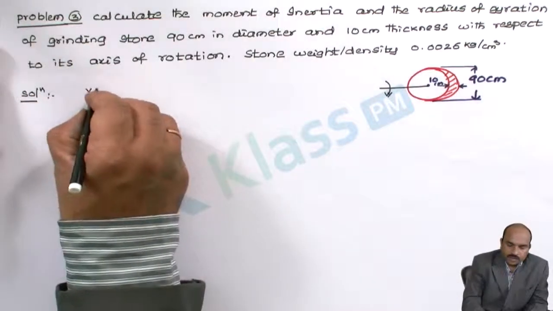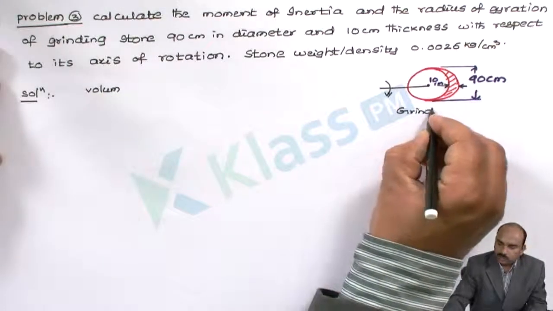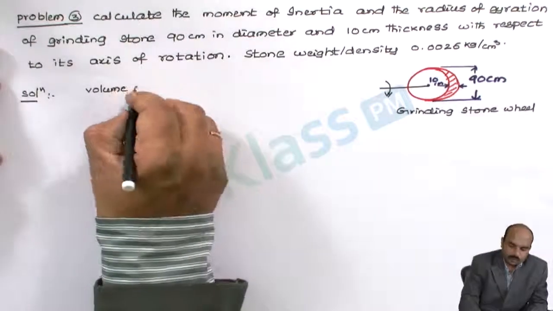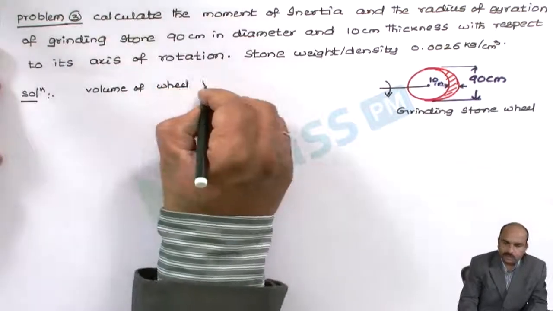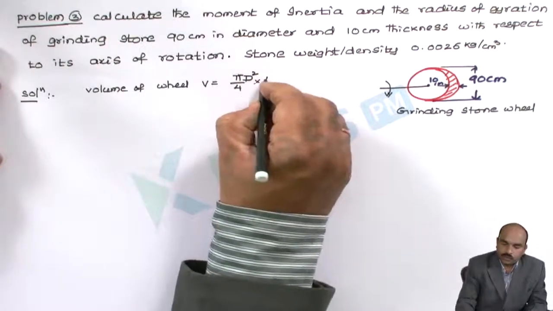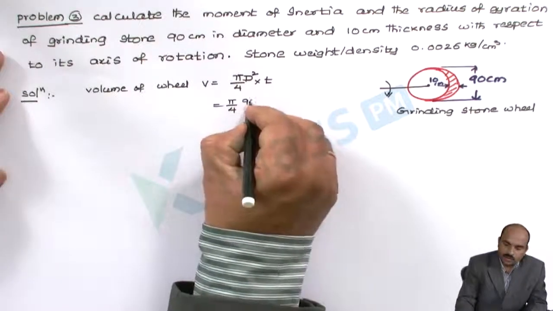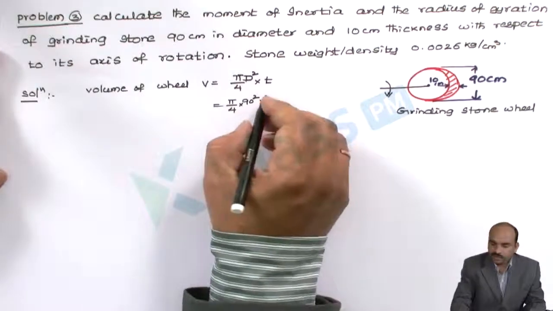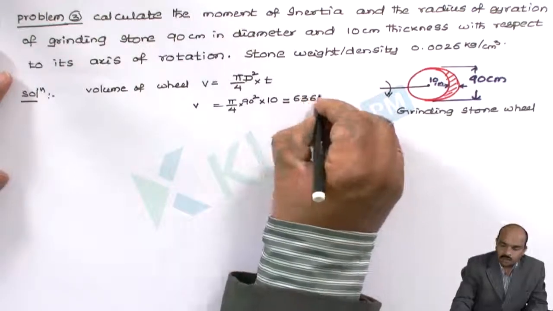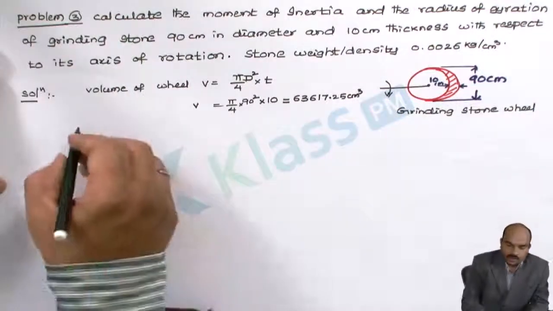First let us calculate volume of the grinding wheel. This is grinding stone wheel. Volume of wheel V equal to pi by 4 d square into thickness, that is pi by 4, its diameter given 90 multiplied by the thickness 10 centimeters, it is equal to 63617.25 cubic centimeters.